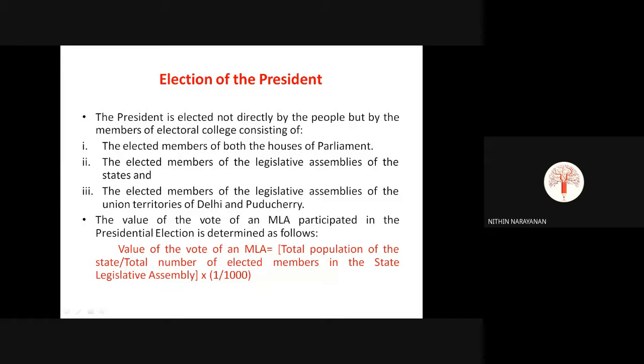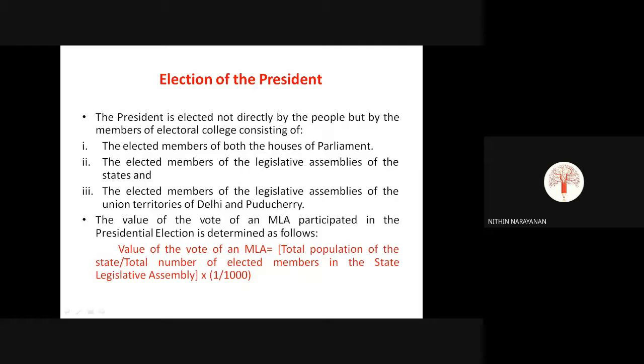The elected members of the legislative assemblies of the states. State legislative assembly members, elected members. The elected members of the legislative assemblies of the union territories of Delhi and Puducherry. So only 2 union territories have elected legislative members, and they also have the right to poll votes.